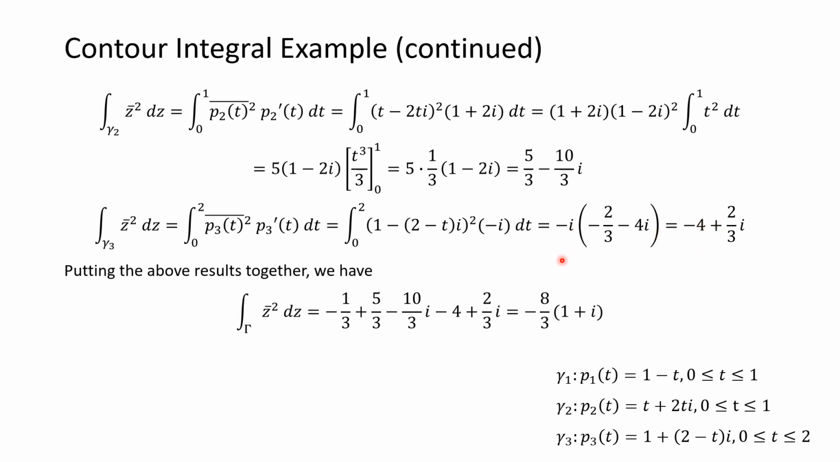All right, then you add all those together. From the previous slide, we had the integral over gamma sub 1 was minus 1/3. Then you have this term and the last term, and when you add all those together, you get minus 8/3, 1 plus i. So quite a bit of computation, even for a simple contour, but that's what it takes to get the value. So we'll have some more examples in the following lessons, but this is just the start.